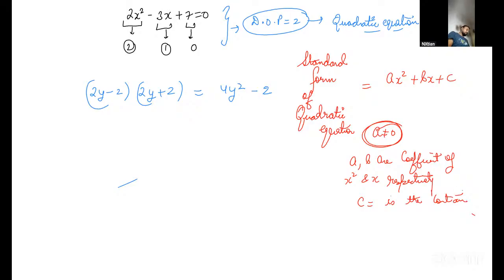So if the equation is in this form, then it is called a quadratic equation. Otherwise, it won't be a quadratic equation. If I compare it with this, can you tell me what is A, what is B, and what is C in this case? Simeon, what is A?